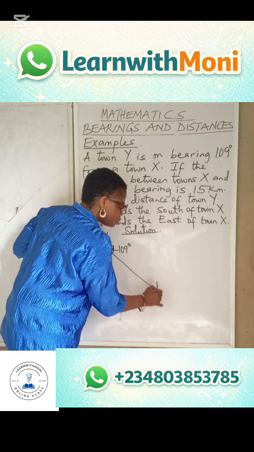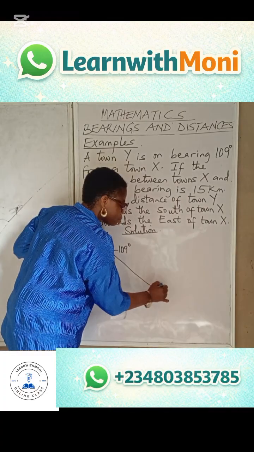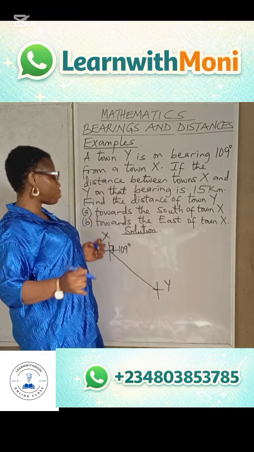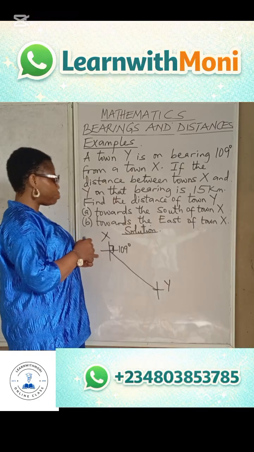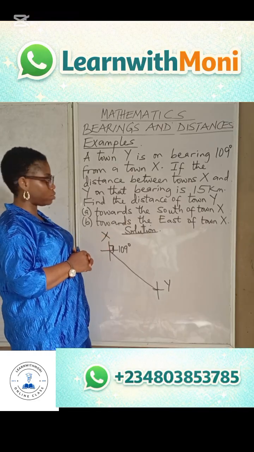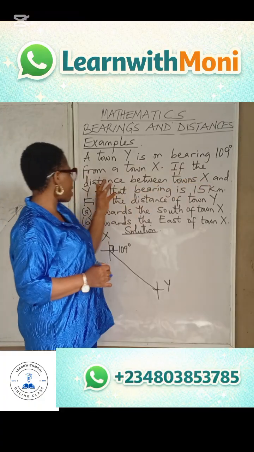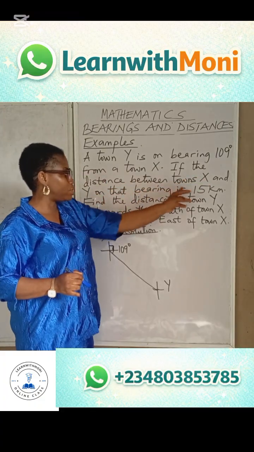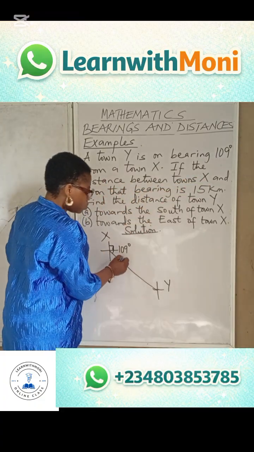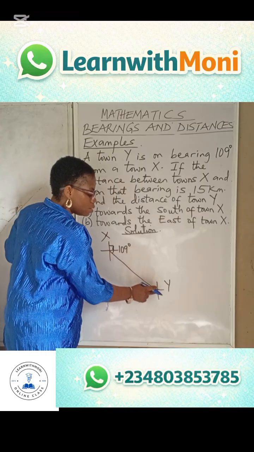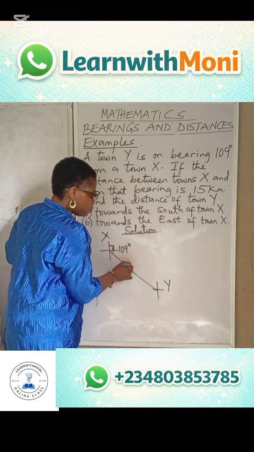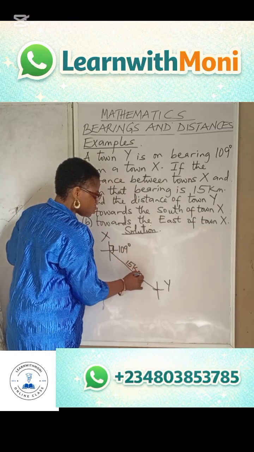So this is town Y. This is my town Y, which is on bearing 109 degrees. We are told that the distance between town X and Y on that bearing is 15 kilometers, which means the length between these 2 points is 15 kilometers.